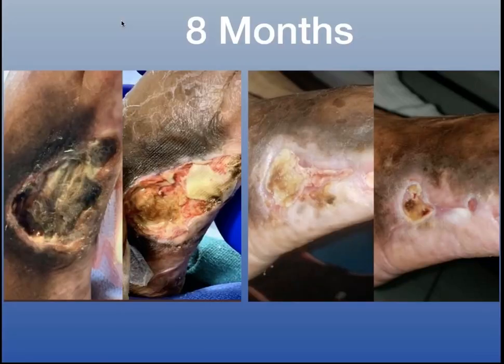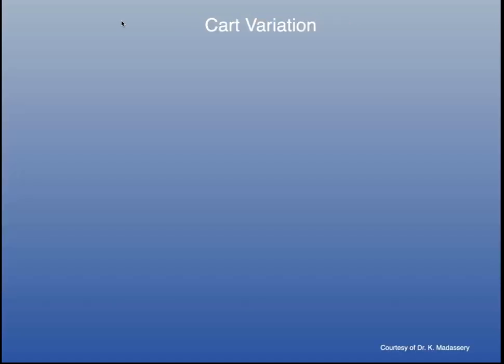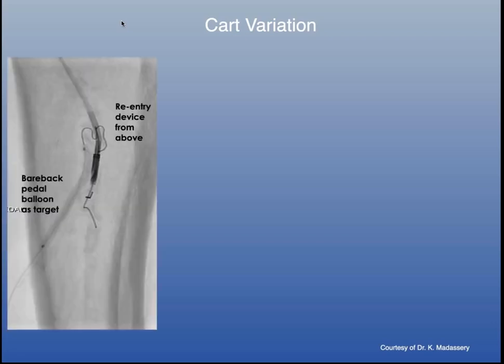And then this is the amount of healing we got over the course of 8 months. So you can see that in this case, we were lucky and able to do a good job. Obviously, we've talked about CART as a slide lent to me by Kumar Madasari. This is an example of CART variation.